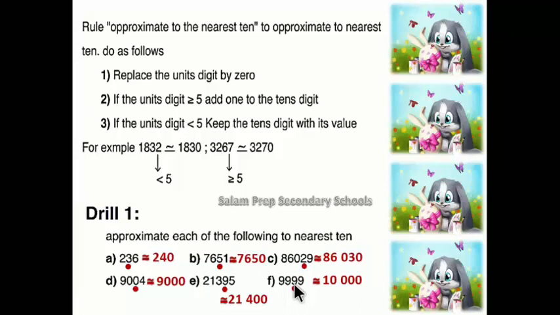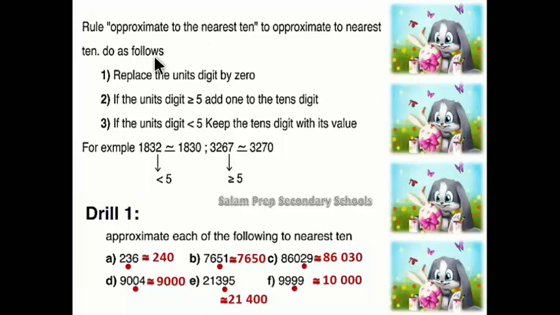1 plus 9 equal 10. Write 0, carry up 1. 1 plus 9 equal 10. Write 0, carry up 1. 1 plus 9 equal 10. Okay, so 9,999 is approximated to the nearest 10, 10,000.